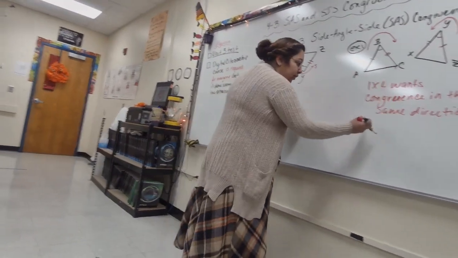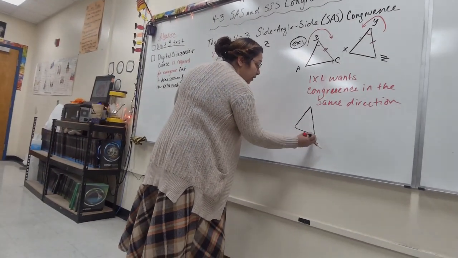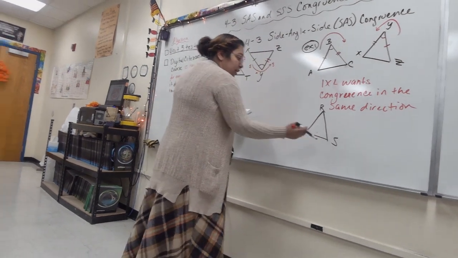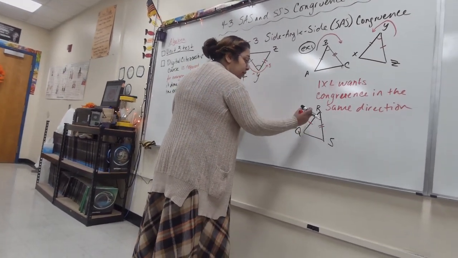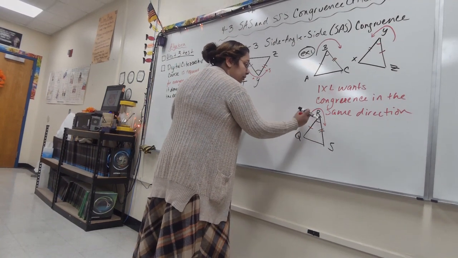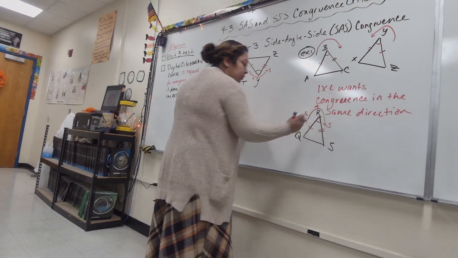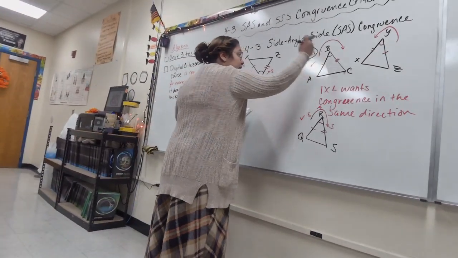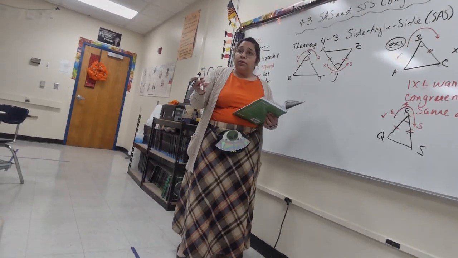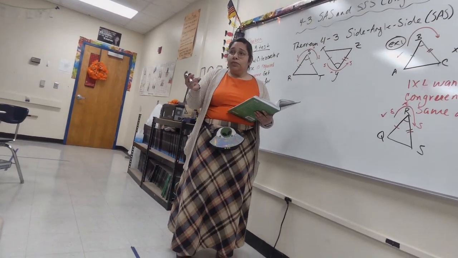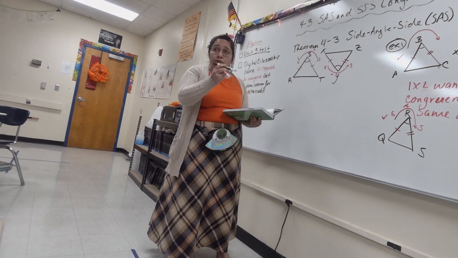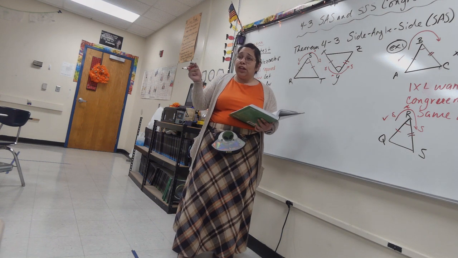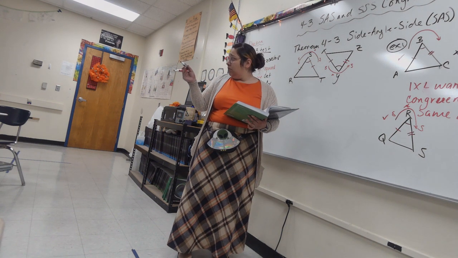So what would work, and I'm just going to put another little triangle over here. I'm just going to call this QRS, is another triangle that has a congruence in the same direction. That would work. IXL would be okay with that. Okay? All right. So that's side angle side. How are we doing so far? Easy stuff? Just identification? Okay.